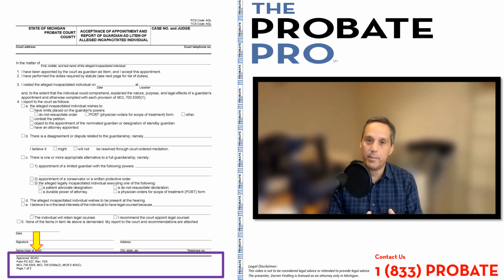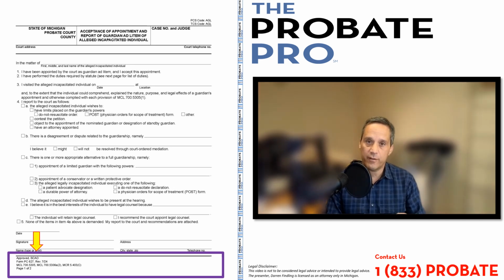Now, this form is used by an appointed guardian ad litem. This is an individual, it could be a lawyer or non-lawyer, appointed by the court in regard to a petition for the appointment of a guardian for an alleged incapacitated individual. An incapacitated individual is an adult, not a minor. So this would be a petition for guardianship that has been filed for an adult, and a guardian ad litem has been appointed.